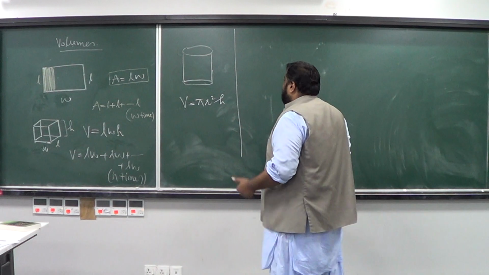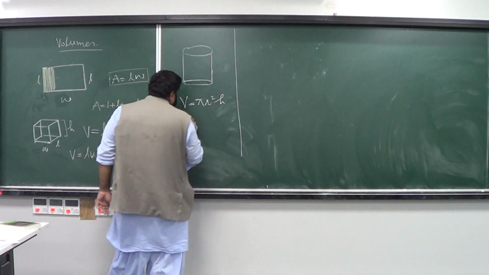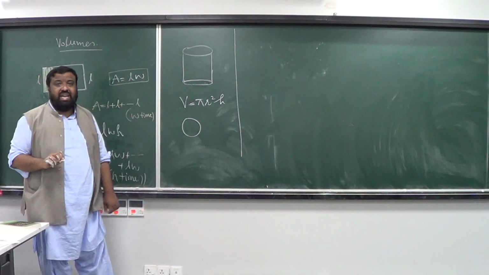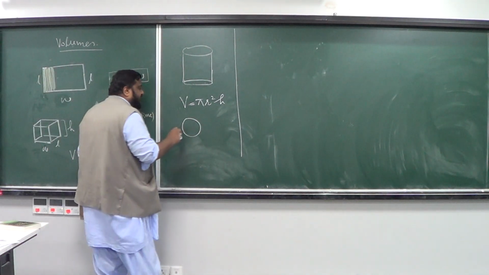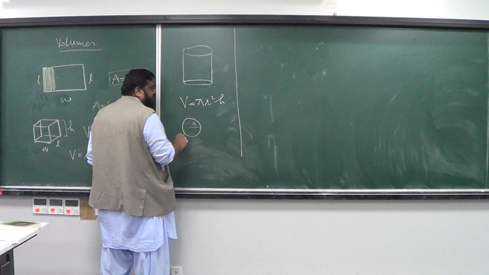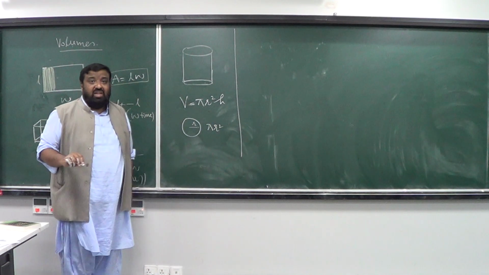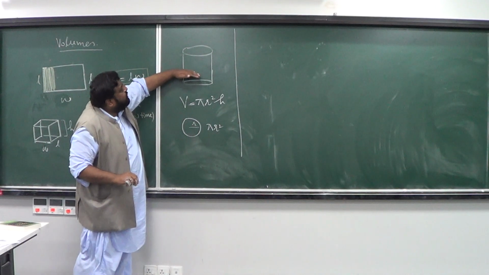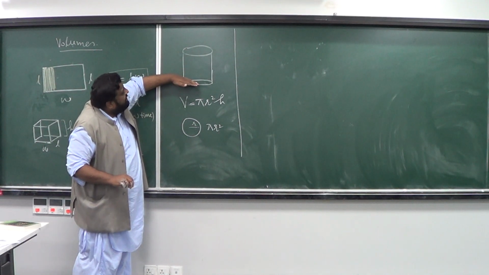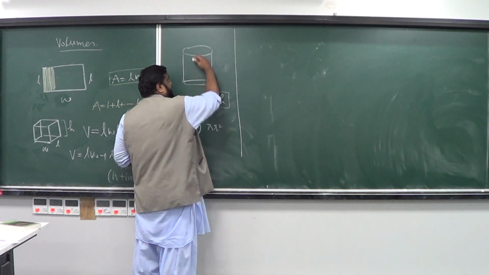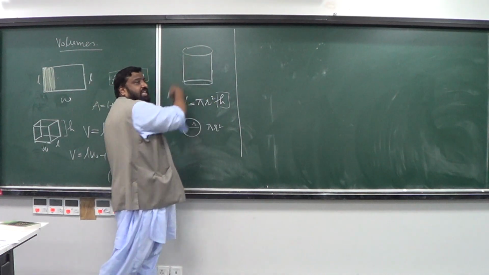Now each bangle is what? Each bangle is like a disc. And what is the area of the disc if the radius is r? The area is pi r square. So how many bangles do you need to fill this entire cylinder? You need h bangles to fill this entire cylinder.